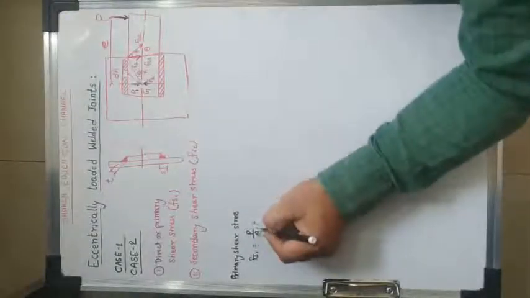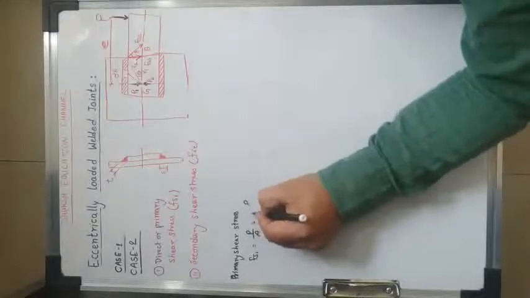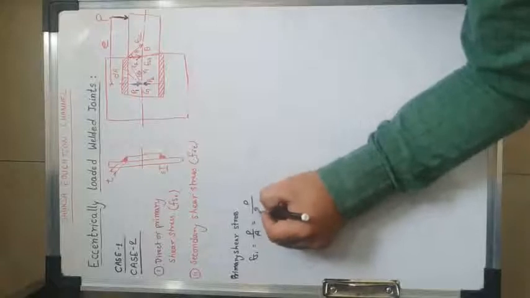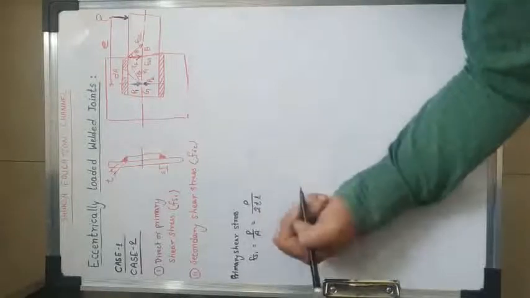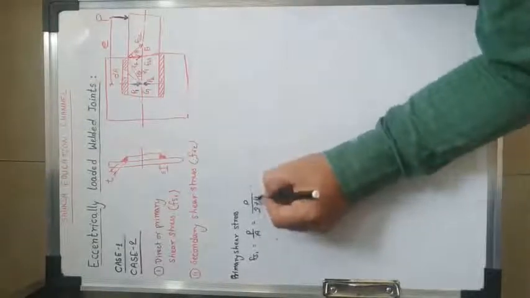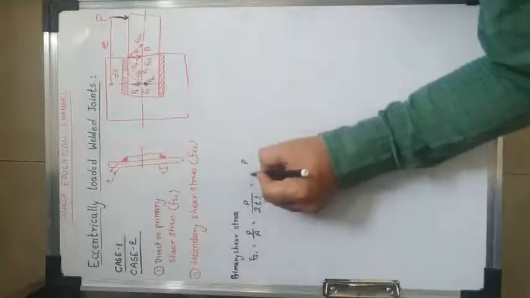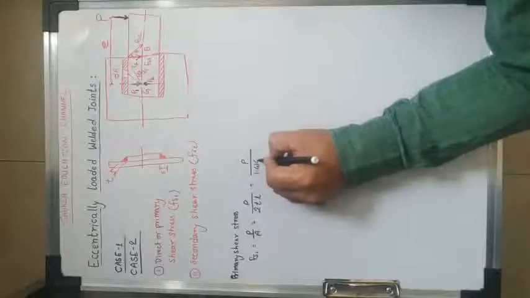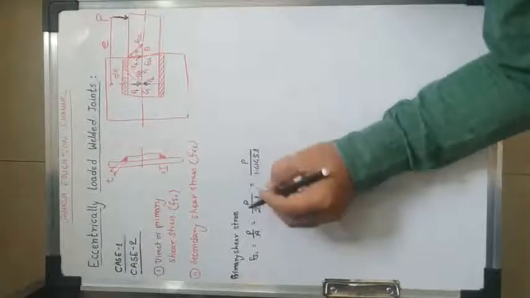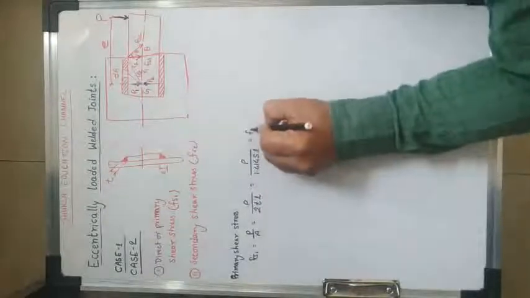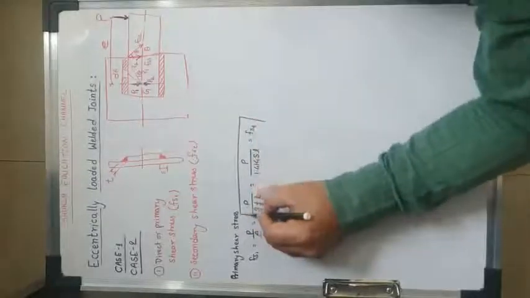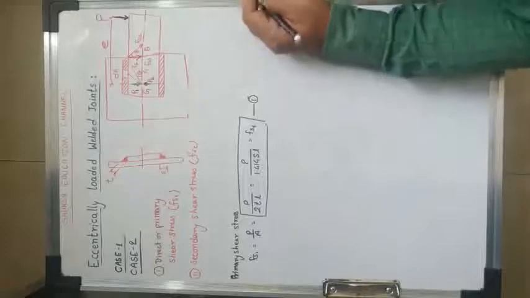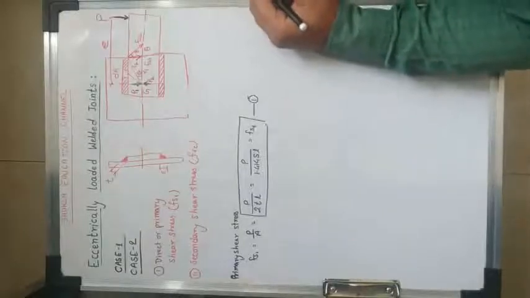So what is P and what is A? P is same as P. What is A here? Simple, 2TL. If you want in terms of S, then it is 1.414 SL. You can write here also, and it is the formula. Consider this equation 1.